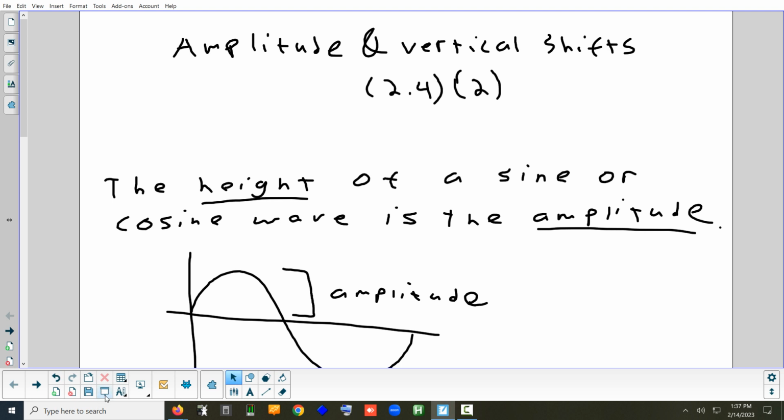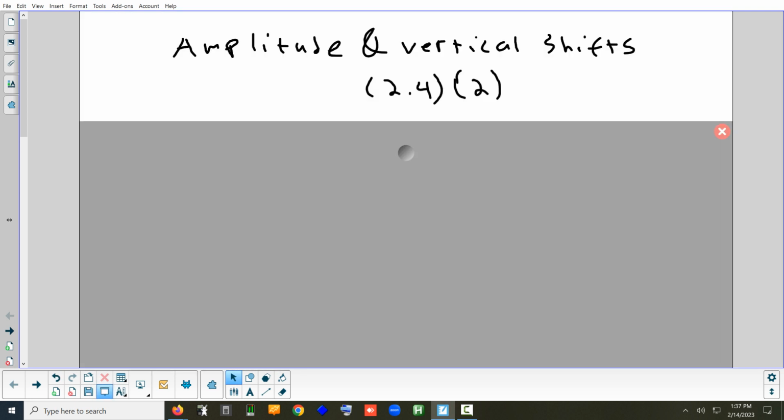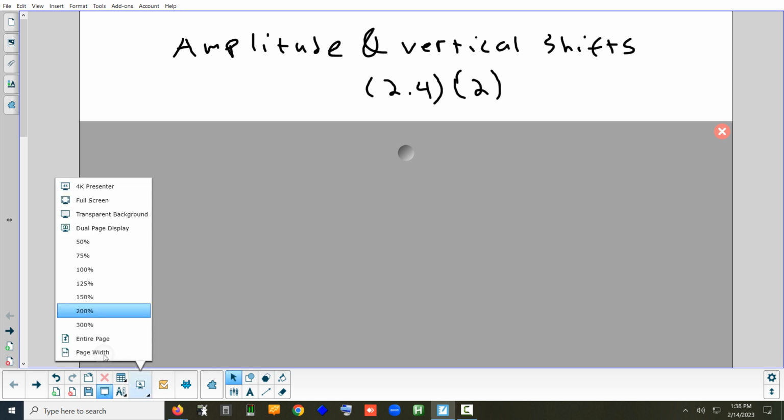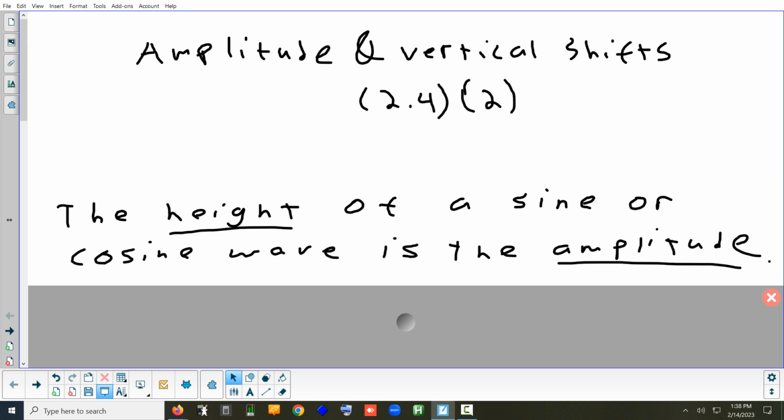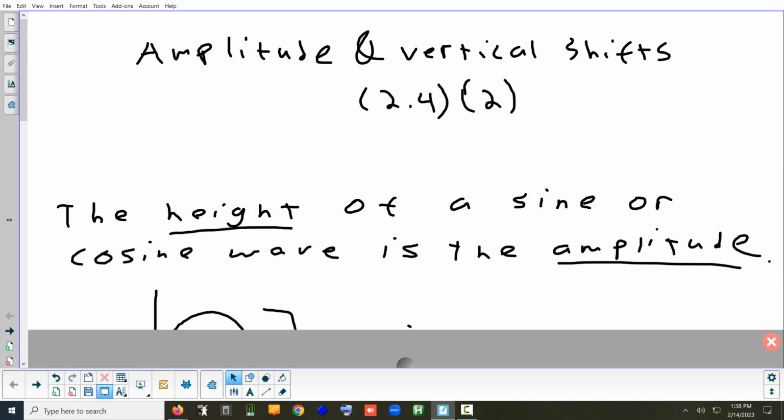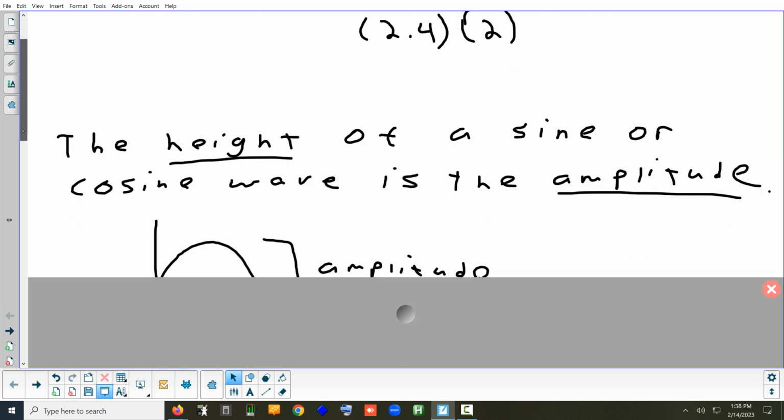So the second transformation we're going to look at, we're actually going to do the second and the third, are going to be the vertical changes. So yesterday we looked at a horizontal shift, and what was the name of that again? It's called a phase shift. Okay, that's just what they call a horizontal shift when you do it with trig. Today we're going to look at amplitude change and vertical shifts.